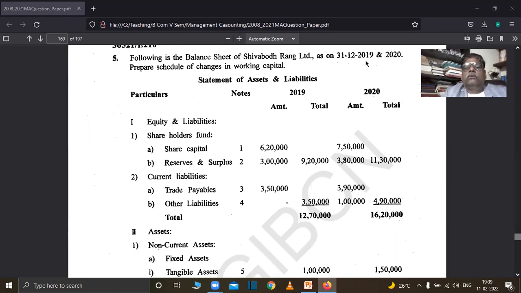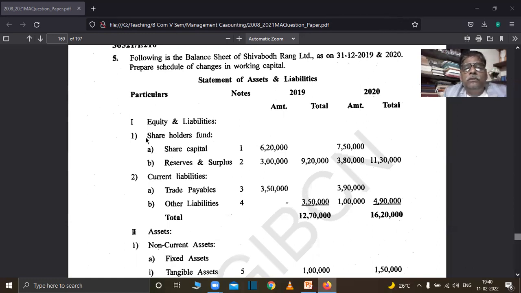Here 2 years are there, 2019, 2020. Prepare schedule of changes in the working capital. If they ask to prepare schedule of changes in the working capital, what you have to do? You have to consider current assets and current liabilities, and thereafter prepare the statement.